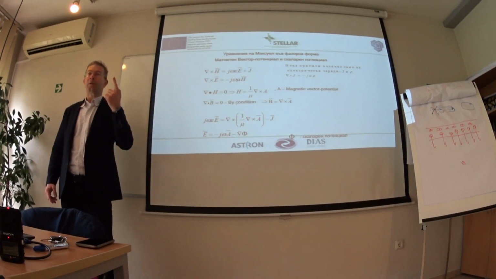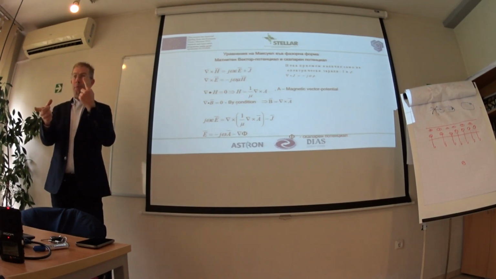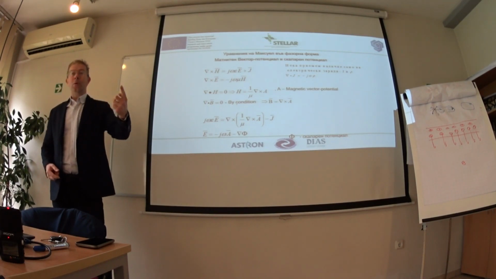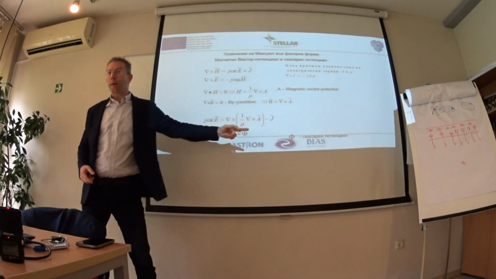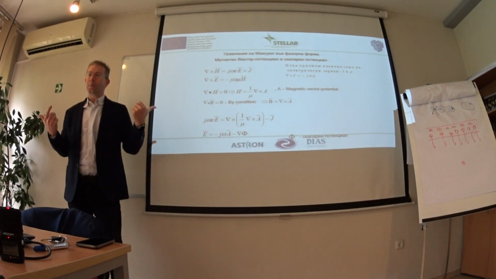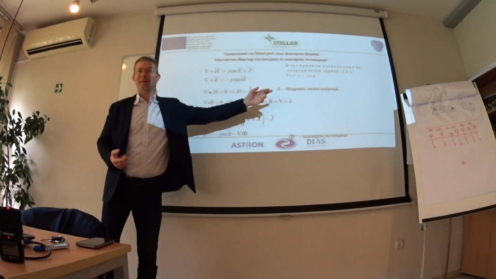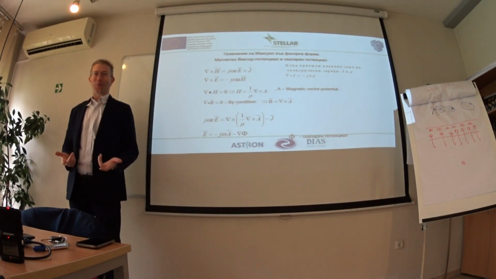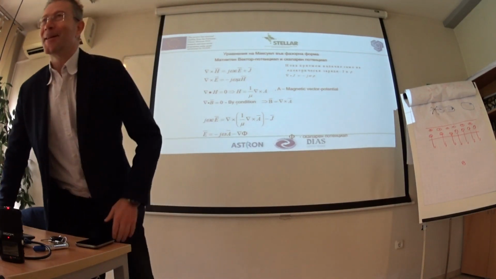So, to determine the E component and H component of the field, we need to know only one vector. This is the vector A. And then we can get the field components. Very good. The problem is how to find the A vector. The rest is easy.